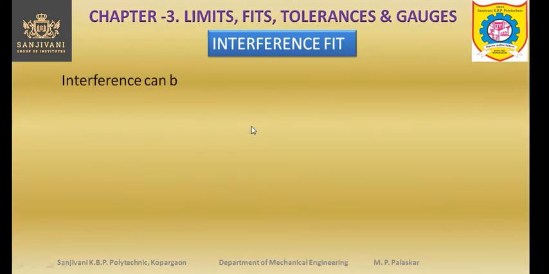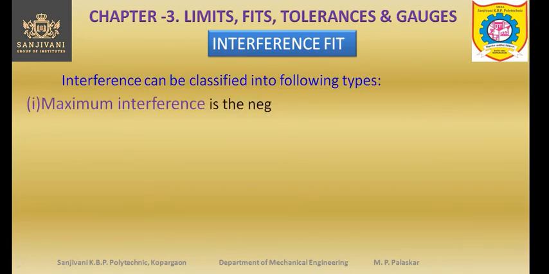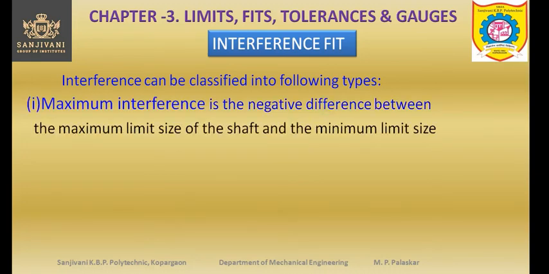Now the interference fit can be classified into the following types. Maximum interference is the negative difference between the maximum limit size of the shaft and the minimum limit size of the hole. So we can obtain maximum interference when the shaft size is maximum and the hole size is minimum. So maximum interference is the negative difference.